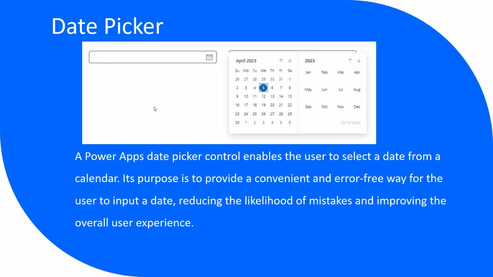This is the date picker control, and this enables the user to select a date from the calendar. Its purpose is to provide a convenient and error-free way for the user to input a date by reducing the likelihood of mistakes and improving the overall user experience. So this is how the date picker control looks.